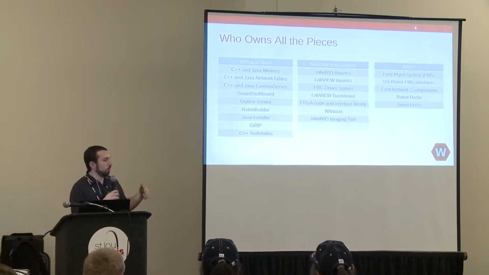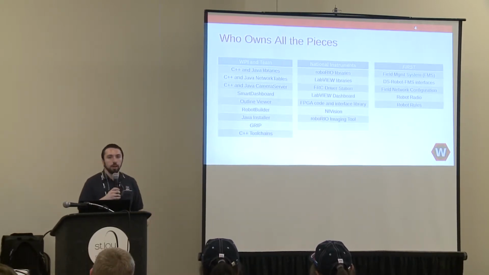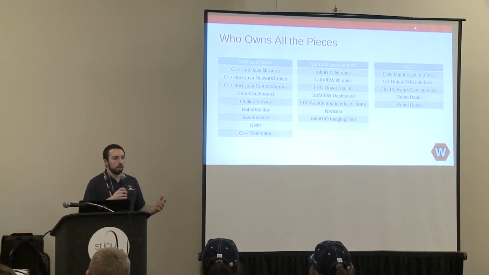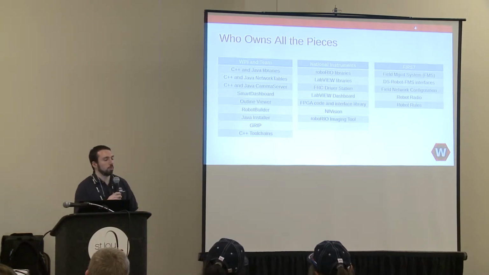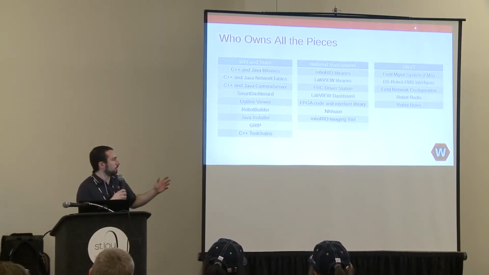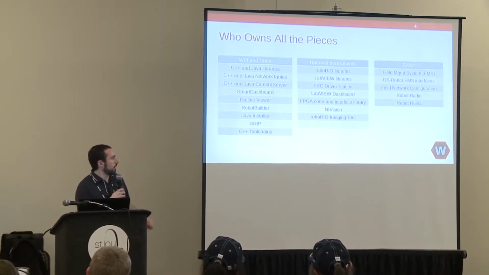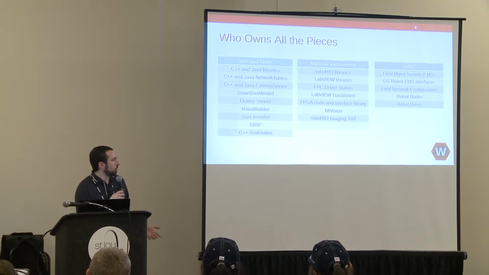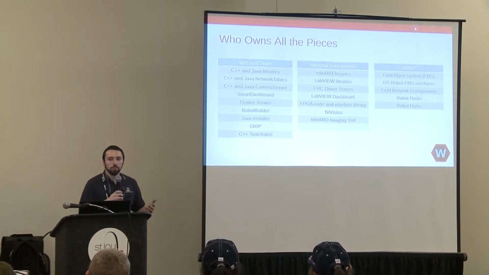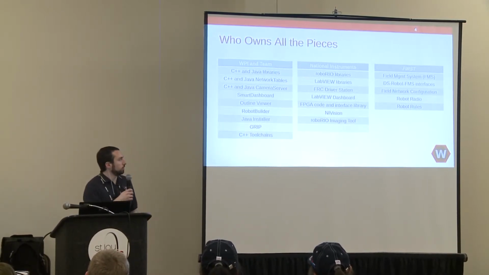The FPGA code that does quadrature decoding, analog accumulators, all that kind of super low-level hardware stuff we do in the FPGA, and that's worked on by folks at National Instruments. And then the NI Vision Assistant, roboRIO imaging tool, that's all done by National Instruments folks.